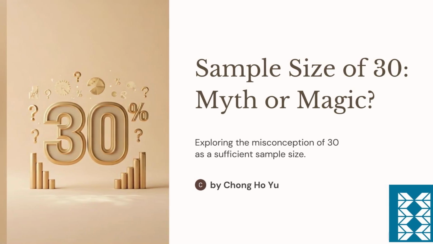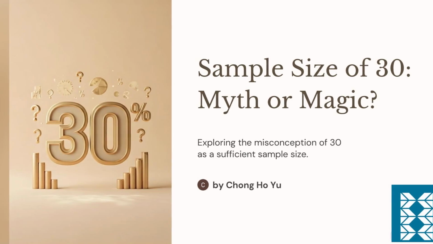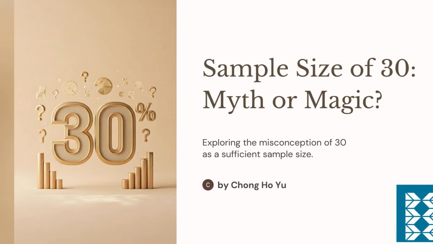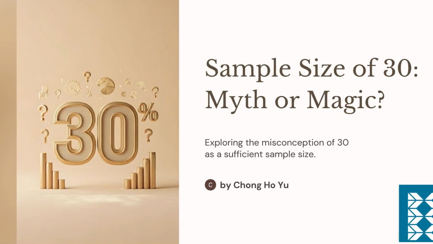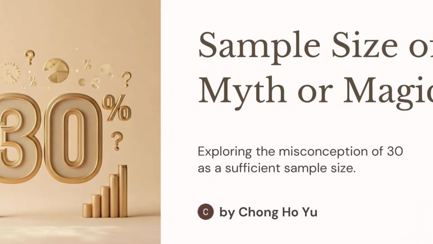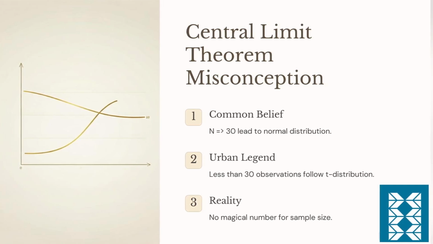When we take sufficiently large random samples, such as 30 or above, from any population, the distribution of the sample statistics will tend to follow a normal distribution, regardless of the population's original distribution. Many people viewed 30 as a magical number.